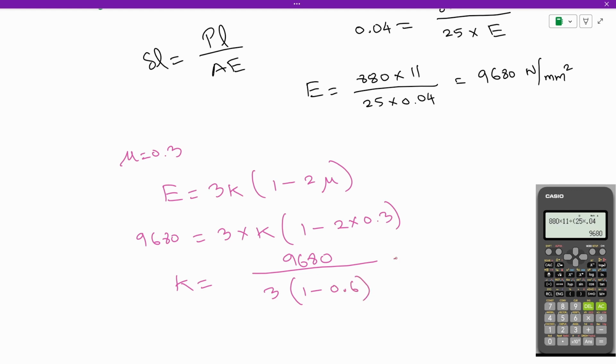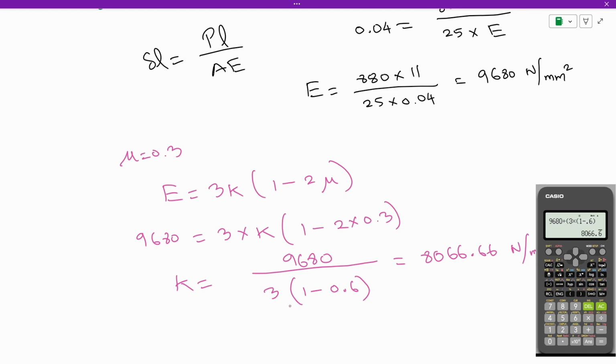Okay, so just substitute it and find out the value. 9680 divided by 3 into 1 minus 0.6. Okay, so we are getting 8066.66 Newton per millimeter square. So this is the value of K.